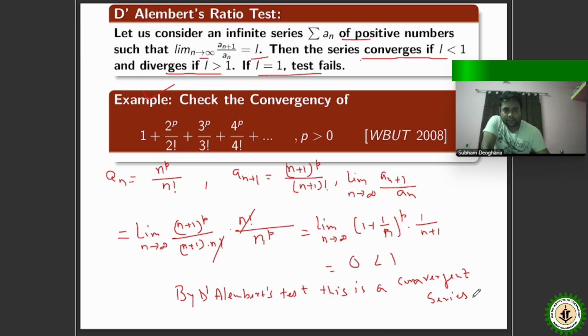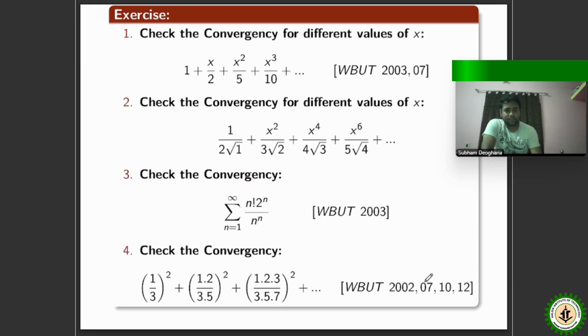Okay. Now we are coming to some examples. Here, this is a very important example for your exam. This is also a very important example.